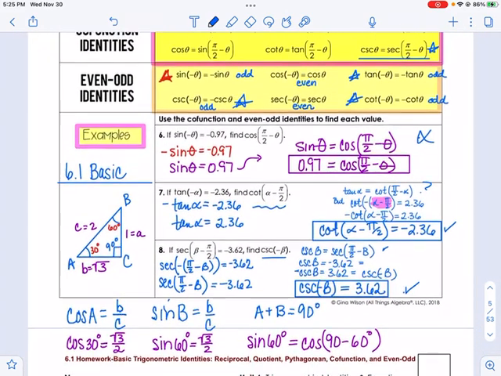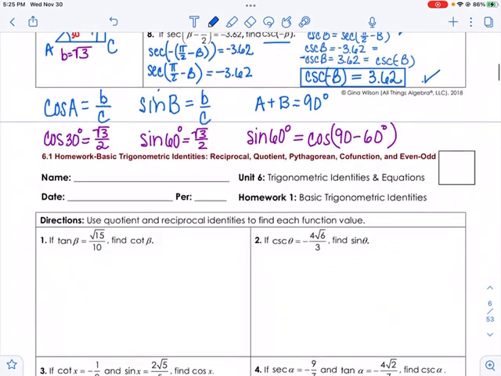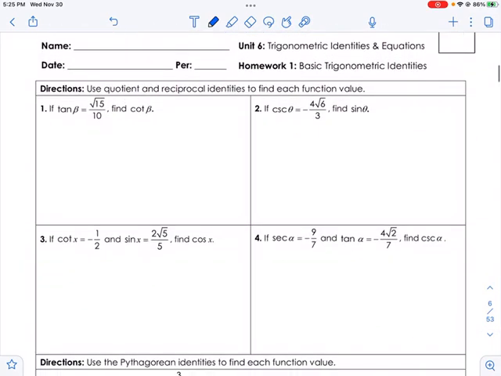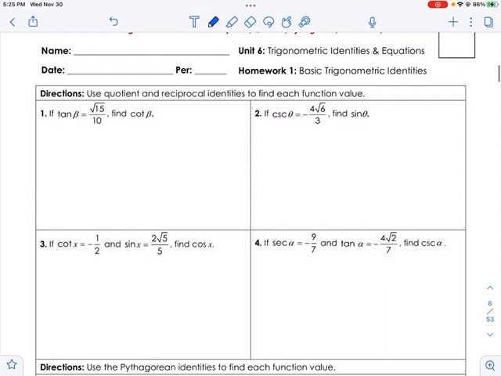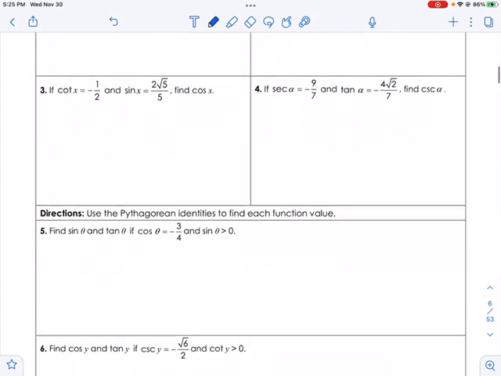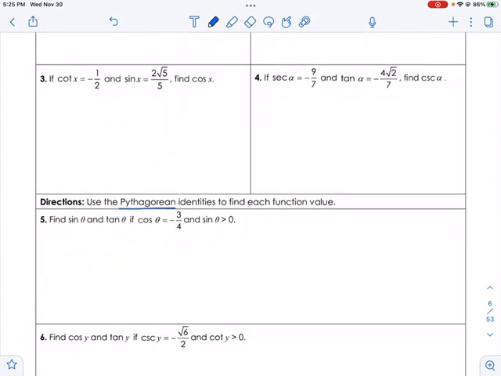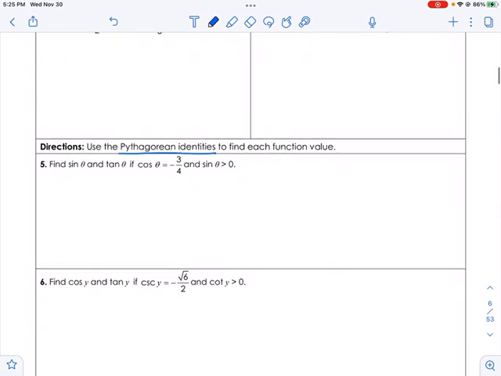Okay, so that's it for this section. Now, if you notice, you have some homework in this section, and there are a couple of things. What you're going to do is follow the instructions, though. There are different ways to do things, but we're going to use the quotient and reciprocal identities in the first part, and then you're going to use the Pythagorean identities to find each function value. So you're going to use one of those. If you want to find sine theta, then you're going to use, of course, sine squared plus cosine squared is equal to 1.